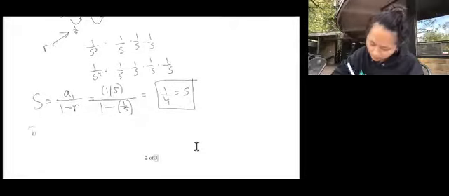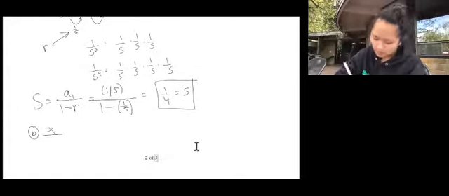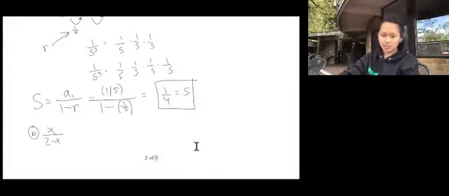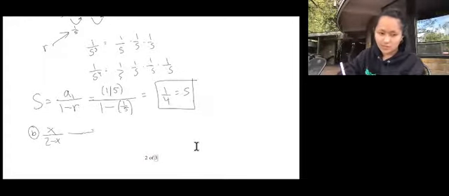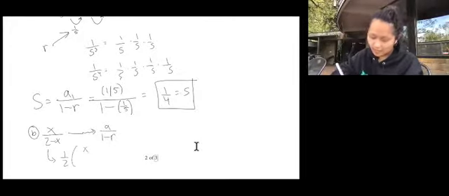And then for part B, they wanted us to rewrite this equation, x over 2 minus x, as a geometric series. So this needs to become something like 1 over 1 minus r. And so what we're going to do is pull out some terms. So we're going to pull out 1/2 x all over 2 over 2 minus x over 2 to get that.